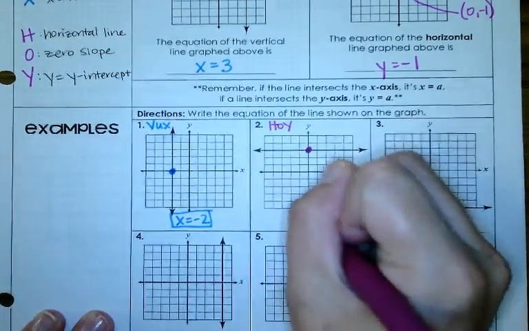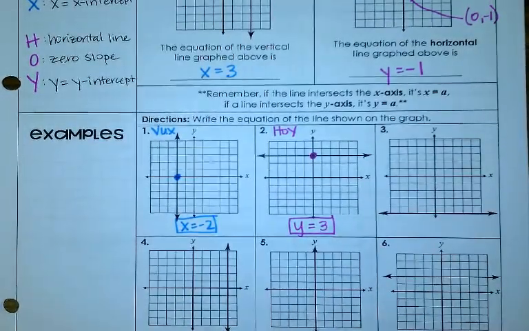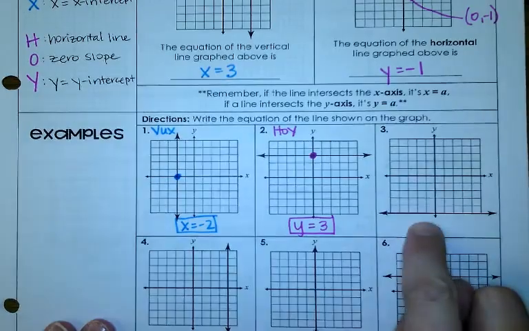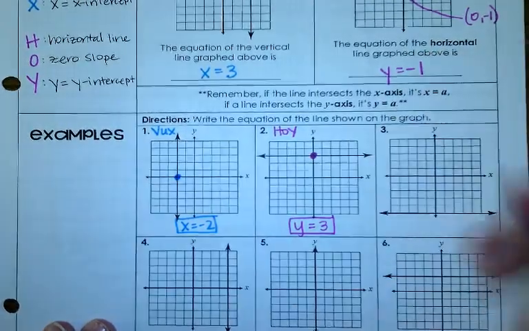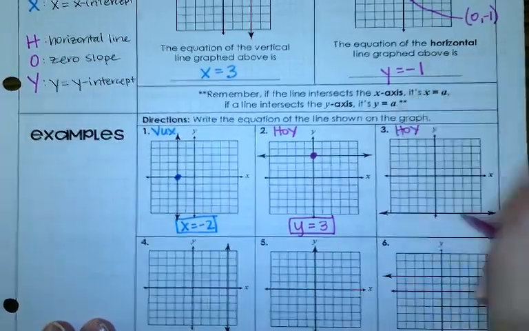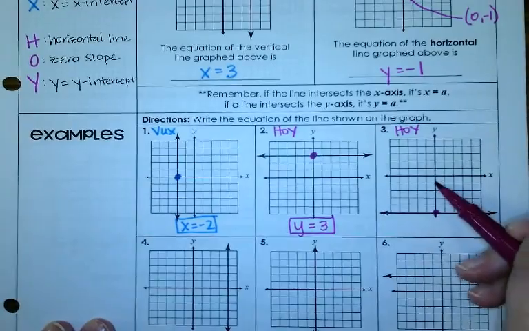Okay, number 3, is it a horizontal or vertical line? Horizontal. It's way down there at the bottom, isn't it? Okay, my line's down here. So my 1, 2, 3, 4, 5. So my Y is equal to -5. Okay?